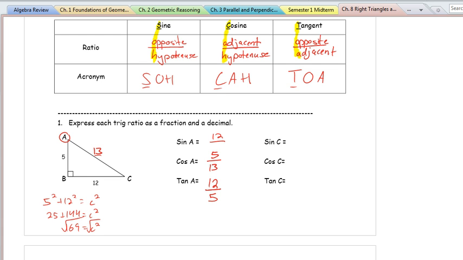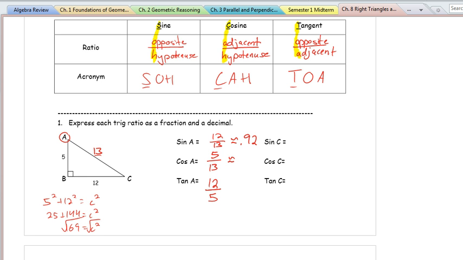Okay. Oops, I didn't write the first one. Sine A is opposite over hypotenuse, which is 13. Sorry about that. Okay, so that's just writing those as a fraction. We go back through and say, okay, 12 divided by 13 is approximately 0.92.